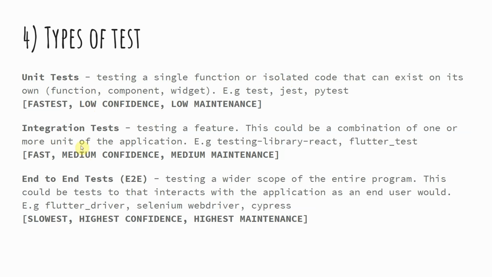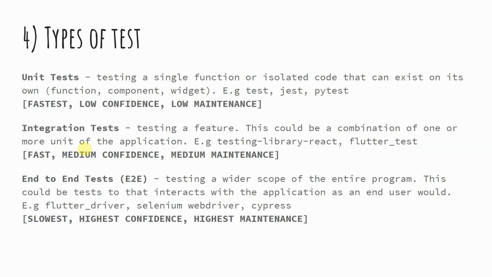So you have medium confidence, because now you can say, okay, this unit, this function can now interact with the text field and this submit button, and it's giving me my expected result. But your application might be bigger than that.